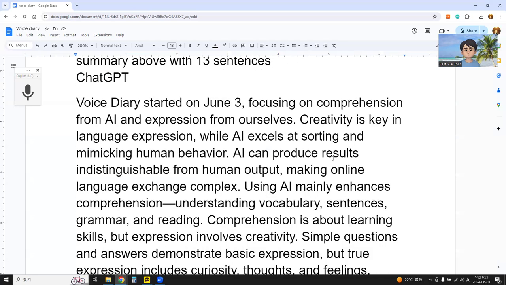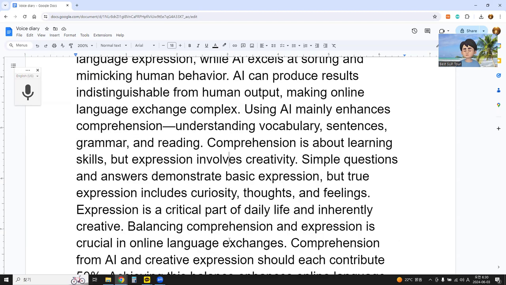Summary. Voice Diary started on June 3, focusing on comprehension from AI and expression from ourselves. Creativity is a key in language expression, while AI excels at sorting and mimicking human behavior. AI can produce results indistinguishable from human output, making online language exchange complex. Using AI may enhance comprehension, understanding, vocabulary, sentences, grammar, and reading. Comprehension is about learning skills, but expression involves creativity.